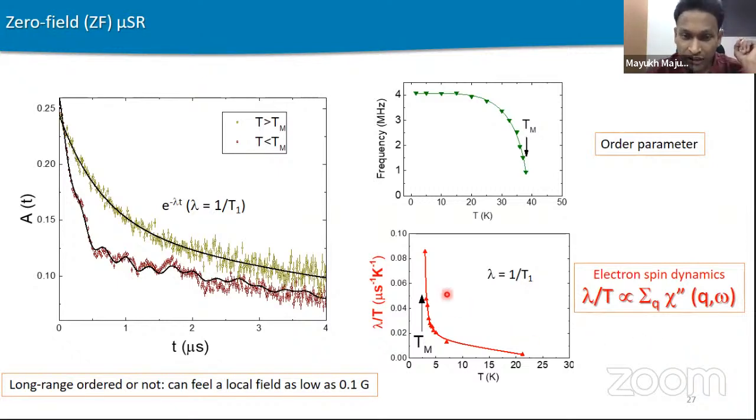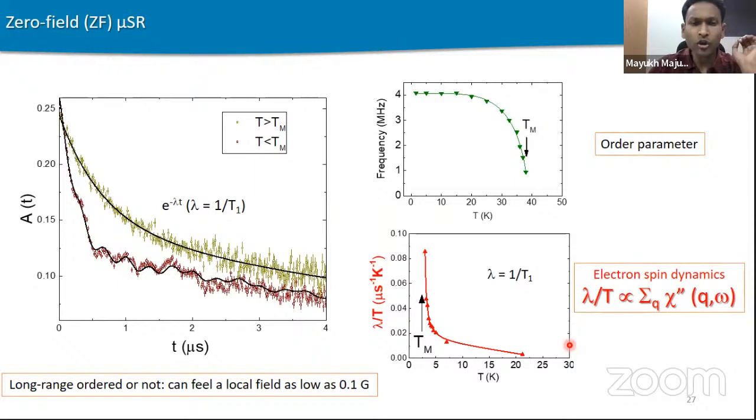So needless to say, you can see in this particular figure that lambda over T as a function of temperature shows a diverging behavior. As I told in the beginning also, for a classical second order magnetic phase transition or quantum phase transition, you would see some kind of diverging behavior towards the ordering temperature, and lambda over T behaves in the same manner in a system.